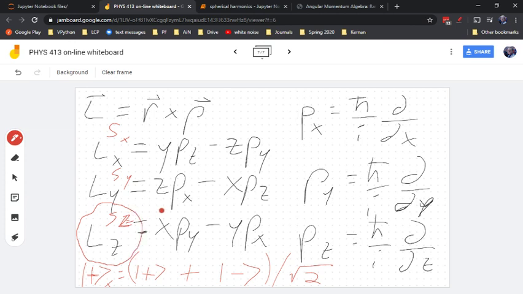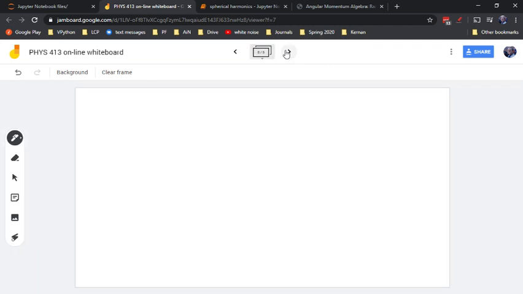Well, guess what? The angular momentum operators work exactly the same way. All you need is one of them. You just need Lz, and then you can write the states for Lx and Ly in terms of the Lz state. So let's take a look at what these states look like.